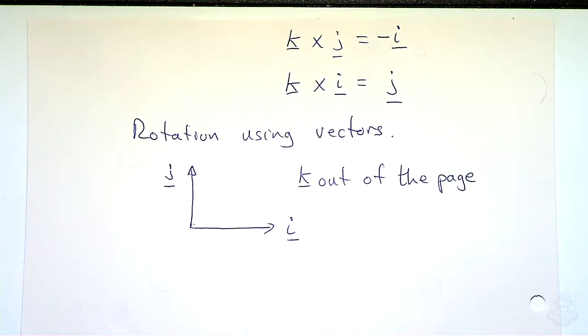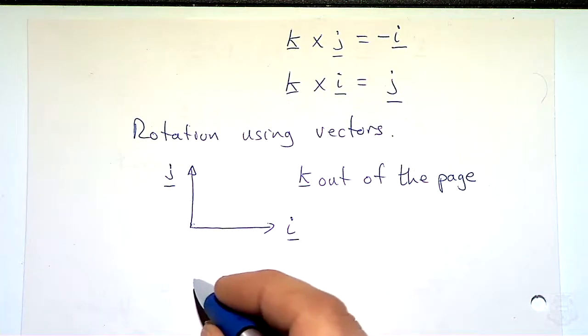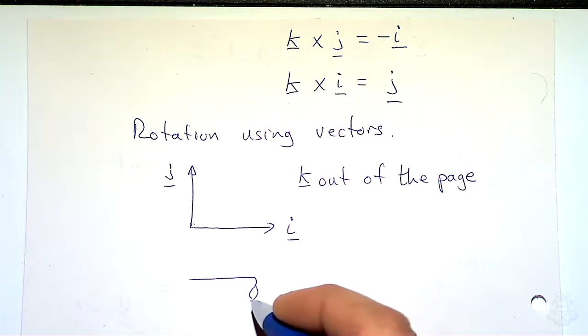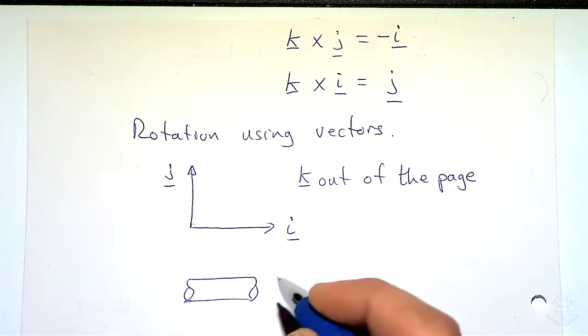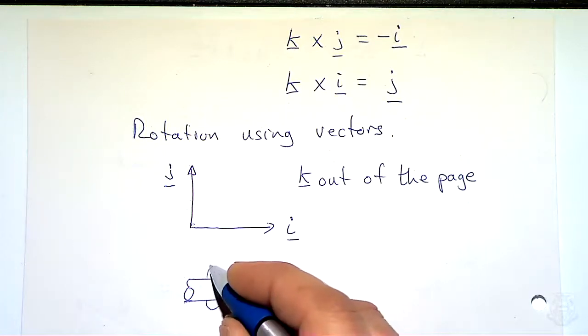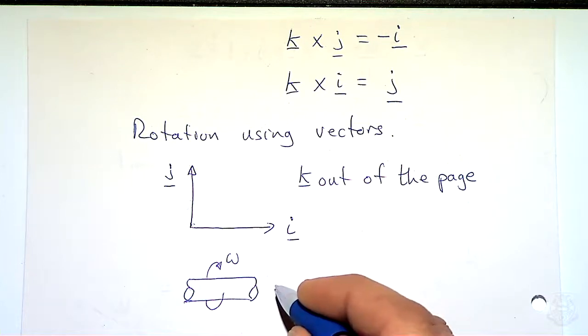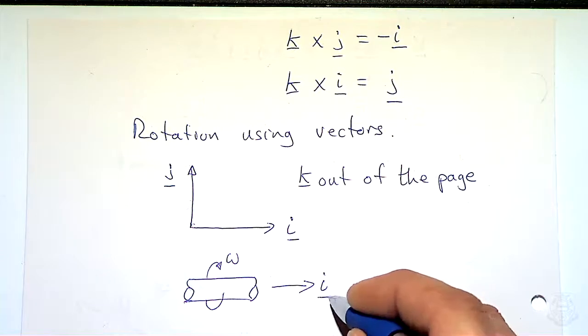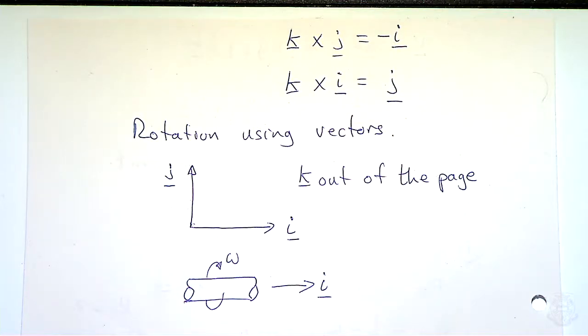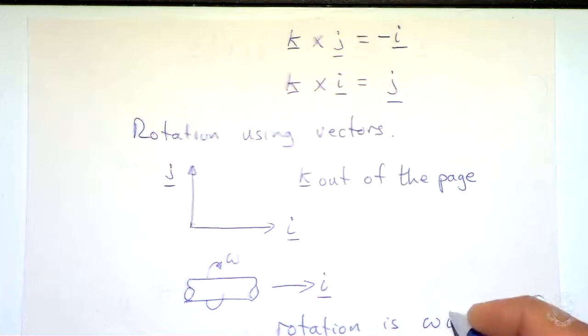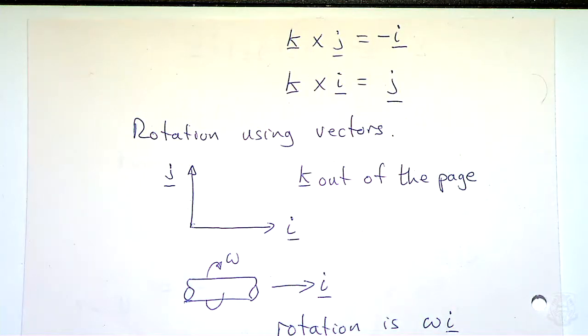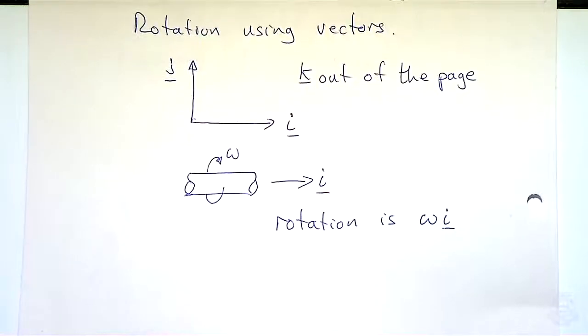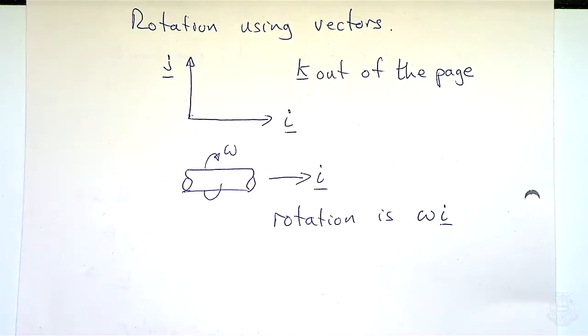So, how do we represent rotation? Well, if we've got a shaft which is rotating, and it's rotating with angular velocity omega, and it's aligned in the direction of the I-axis, like that, then we say the rotation is omega times I. So what that means is it's the speed, if you like, of the rotation multiplied by I tells us that it's rotating around the I-axis.